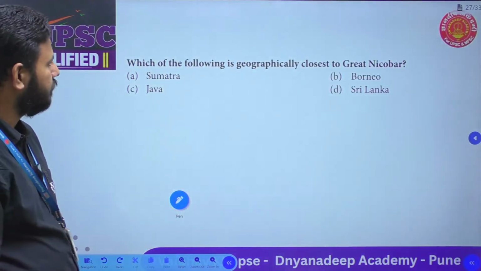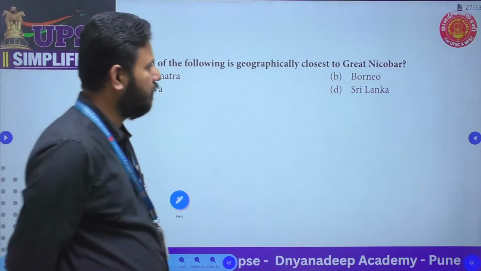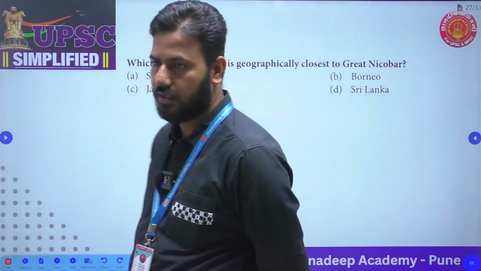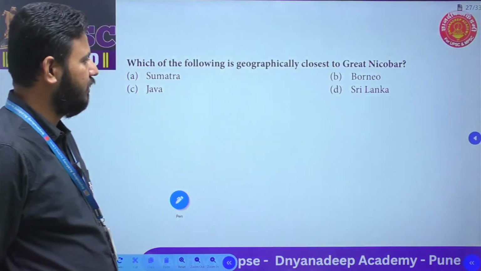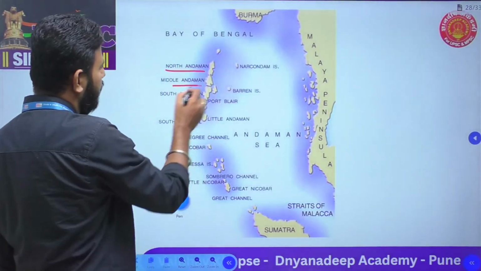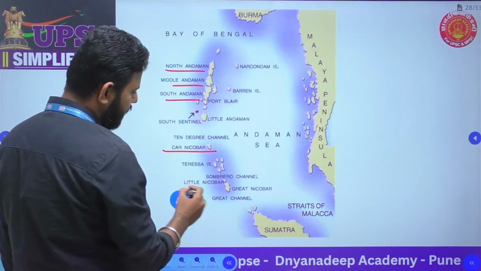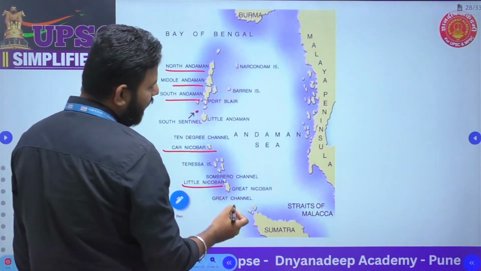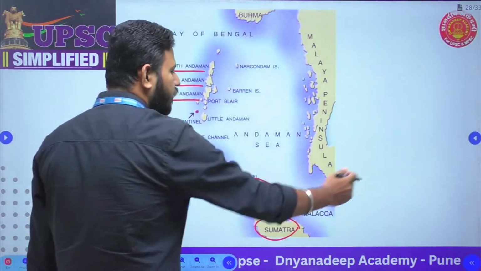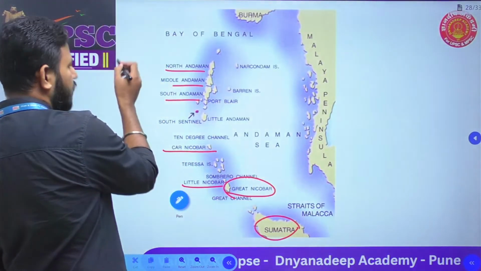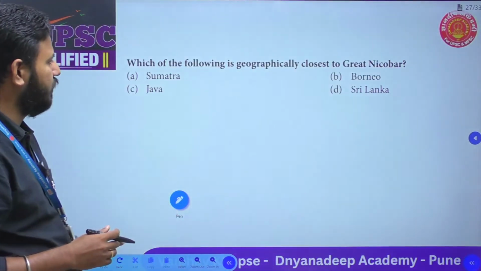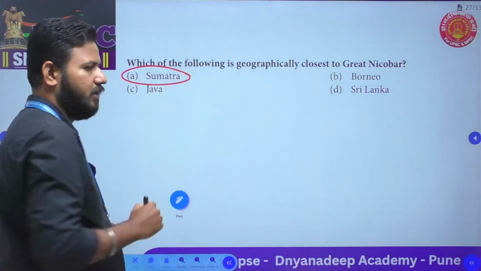Okay. Now, the last question is which of the following is geographically closest to Nicobar? Again, a map-based question. If you have ever seen the map of Andaman and Nicobar, you would easily come to this answer. See, this is North Andaman, Middle Andaman, South Andaman. Now, this is Car Nicobar, and this is Little Nicobar. The closest part here is Sumatra. You see here, this is Great Nicobar, and this is Sumatra. Java would be far ahead of Sumatra, and Sri Lanka is somewhere here. So the closest would be Sumatra. Again, a very map-based question. So your answer here has to be Sumatra.